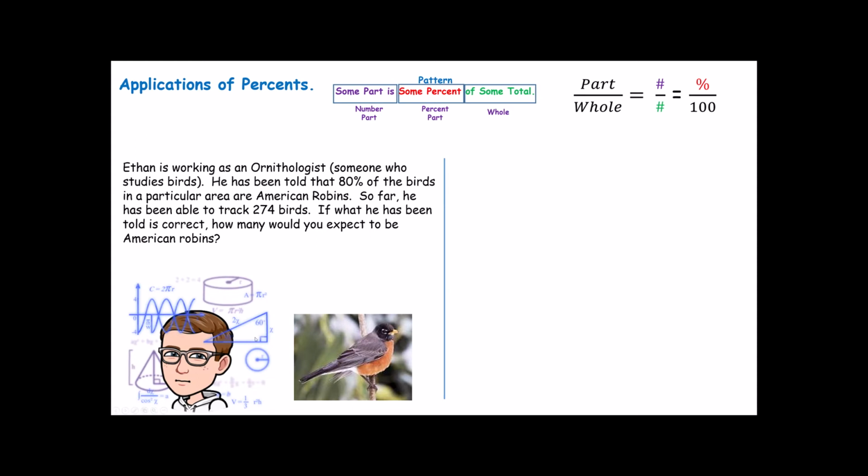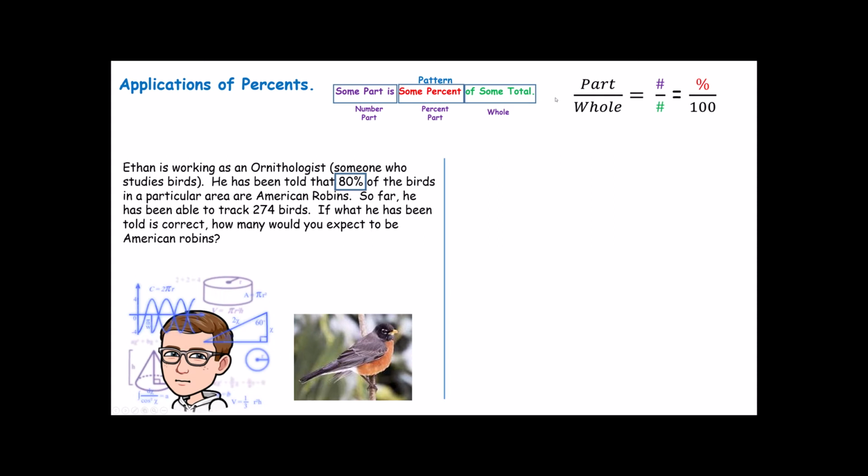It says Ethan's working as an ornithologist, someone who studies birds. He's been told that 80% of the birds in a particular area are American robins, and so far he's been able to track 274 birds. If what he has been told is correct, how many would you expect to be American robins? And I said that we want to notice that we're trying to find a part, a percent, and a whole, because some part is some percent of some total.